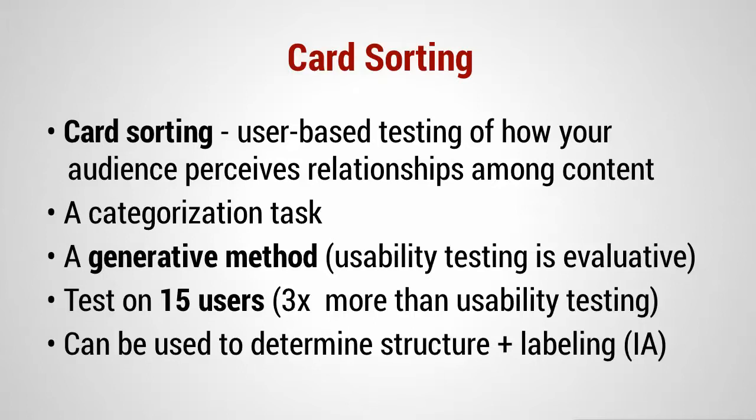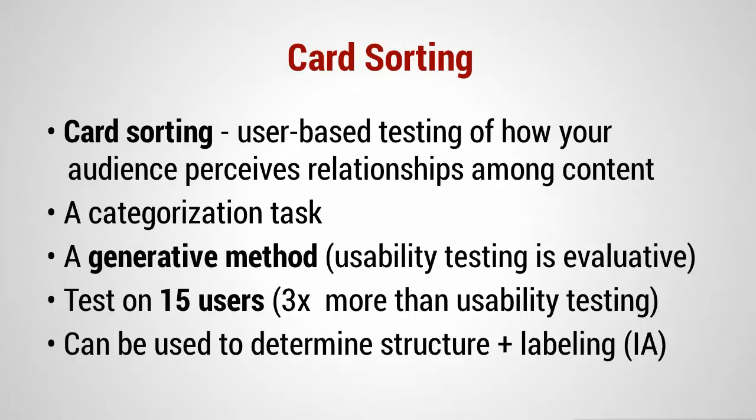So card sorting is, again, user-based, and it's going to help us understand how the audience perceives relationships between our content areas. It's a categorization task. It's a generative method, which means it's a method used to generate ideas and structures. Usability testing, on the other hand, is evaluative. You've been looking at things that have already been made and evaluating them. Because card sorting helps us create an information architecture when we don't have one, it's generative. We're looking at what we should make based on the studies.